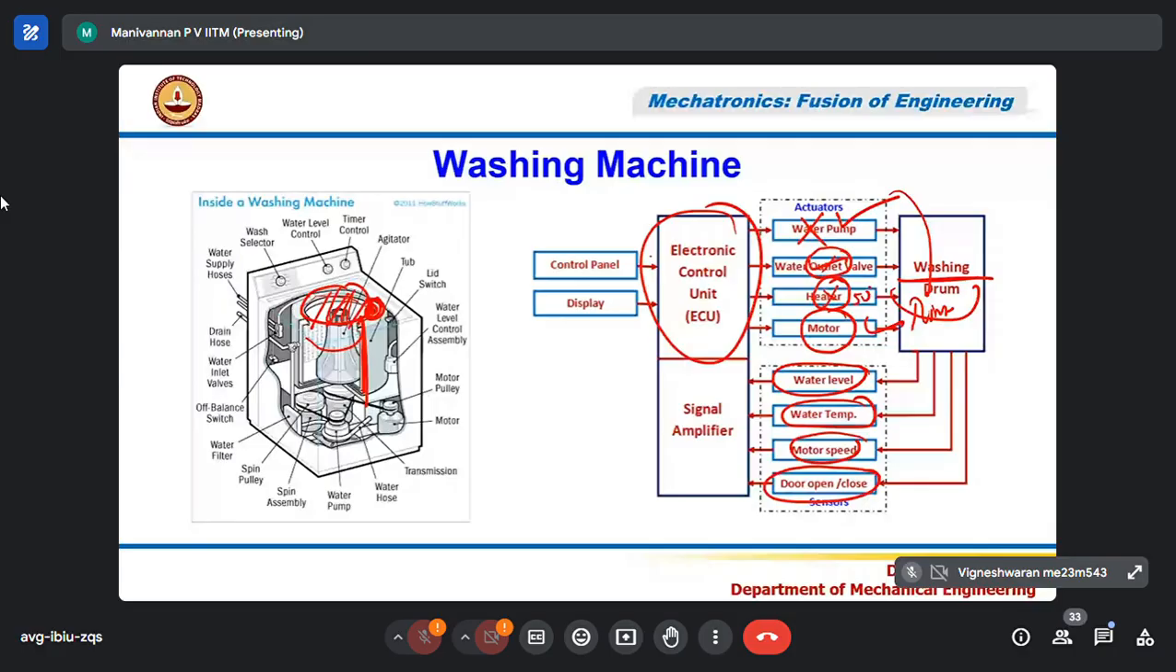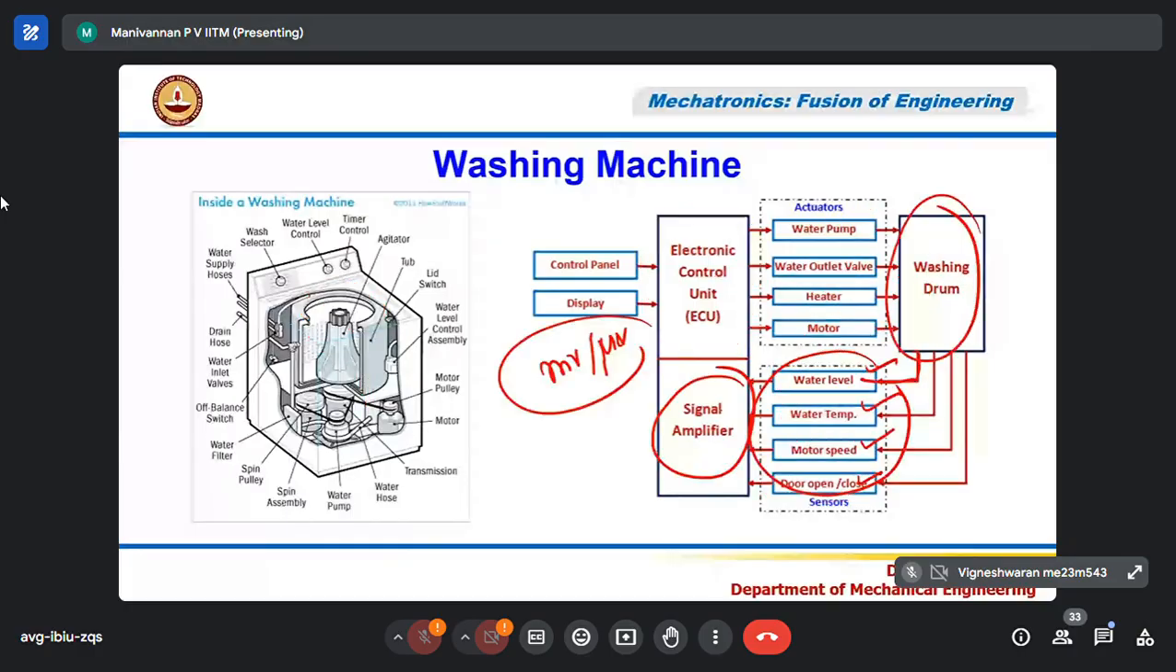You see that the signal comes from here to a signal amplifier. Please note that most sensors provide signals in the order of millivolts or microvolts. Those signals will be amplified. That is what is called a signal amplifier, an electronic amplifier. The amplified signal will be sent to the electronic control unit, which monitors the sensors and accordingly controls the actuators.